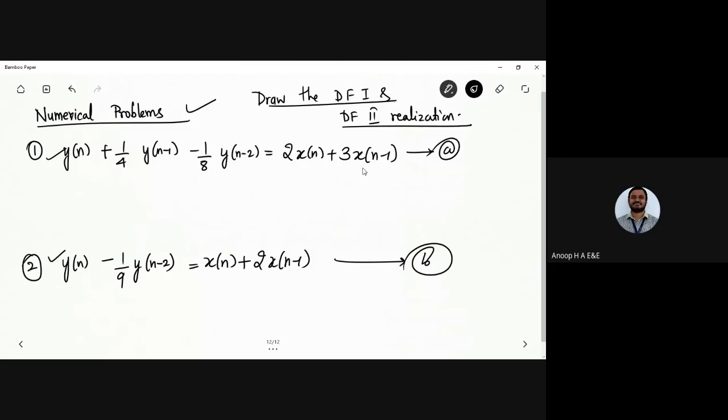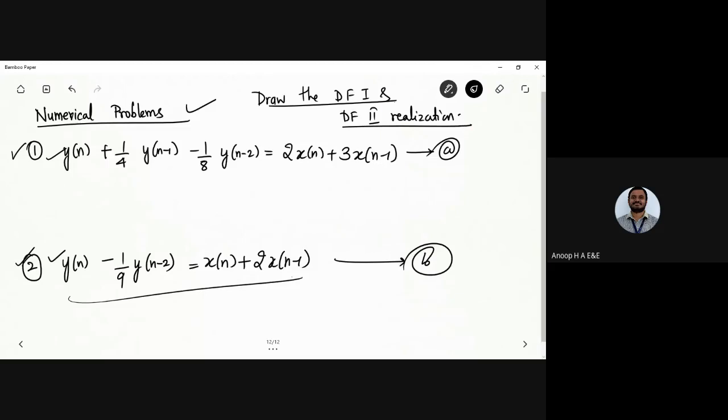So these two are the difference equations which are represented, that is y of n plus 1 by 4 y of n minus 1 minus 1 by 8 y of n minus 2, that would be equal to 2 times x of n plus 3 times x of n minus 1. And the second one, you are going to have y of n minus 1 by 9 y of n minus 2, that would be equal to x of n plus 2 times x of n minus 1.